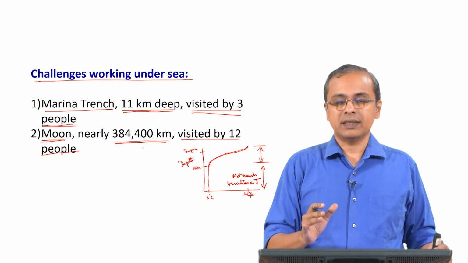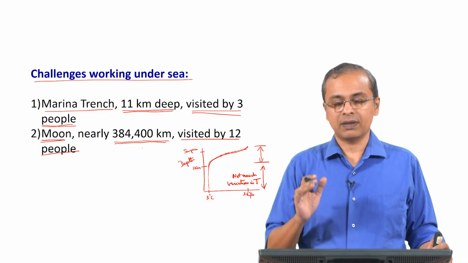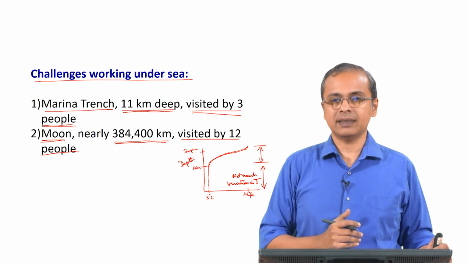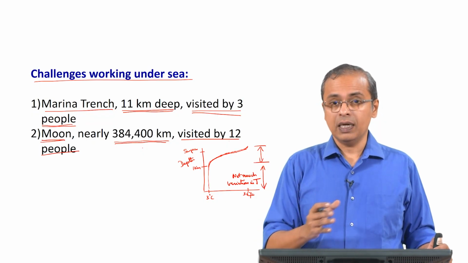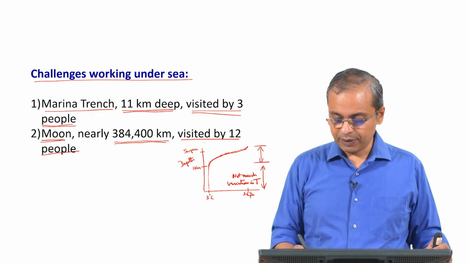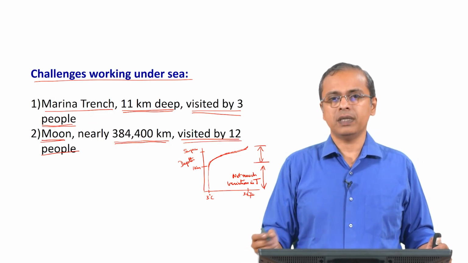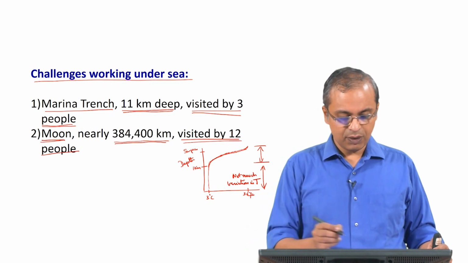Despite all those challenges, despite what is required to get out of the gravity of Earth, and so many complicated things that have to be done before you reach the moon, 12 people landed on the moon. That is a phenomenal accomplishment. But contrast that with the Mariana Trench.